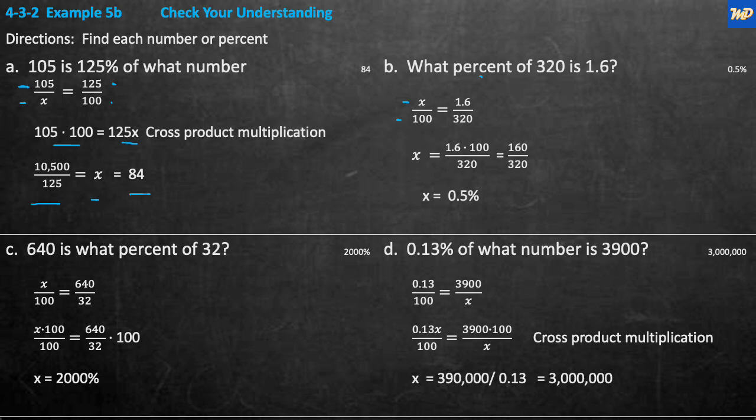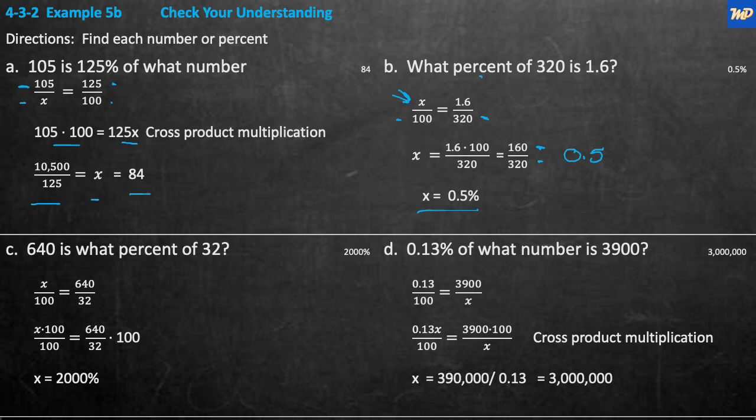Well, you don't have to even do that, excuse me. Since x is on the top, you don't have to do that. You're going to multiply by 100 and you're done, because the 320 is going to stay on the right-hand side. So x equals 1.6 times 100, or 160, and that's divided by 320. And 160 divided by 320 is 0.5, because 160 is 1/2 of 320. So there it is. X is equal to 0.5%.